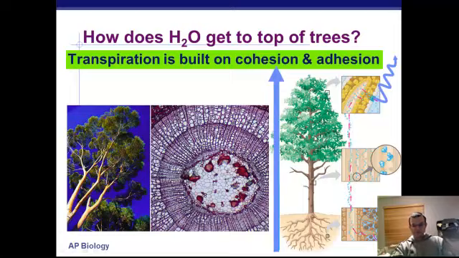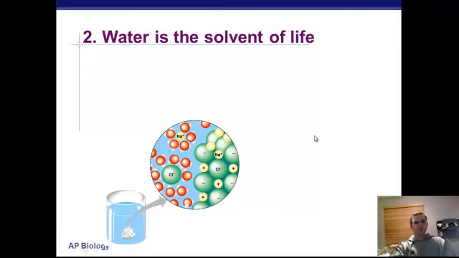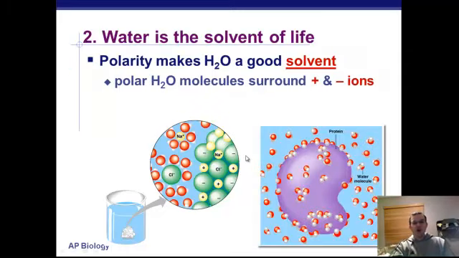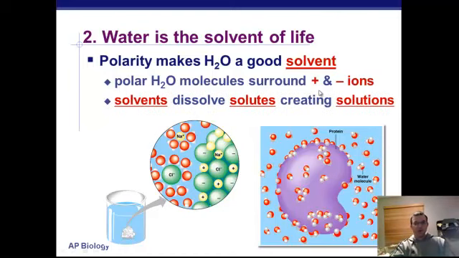So it's almost like an evaporative cooling like we use for us. Water is a solvent of life. What's that mean? That means water dissolves things. Polar water is going to dissolve other polar things. Some good examples of other polar things are anything with a charge. So anything that's made up of ions is a good example of something polar. So water is going to dissolve various salts.